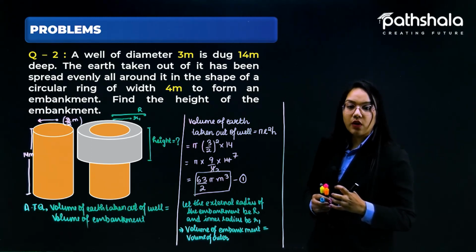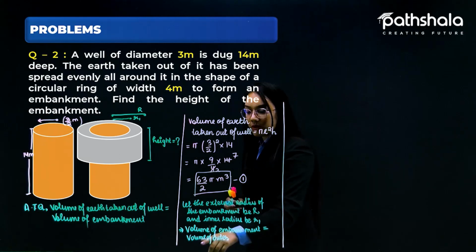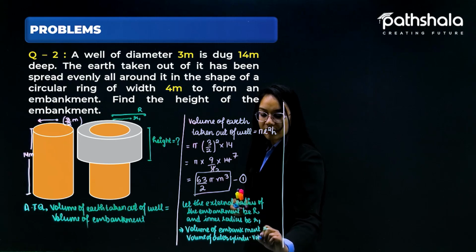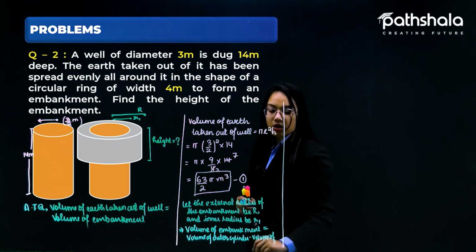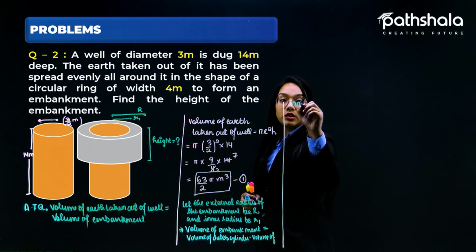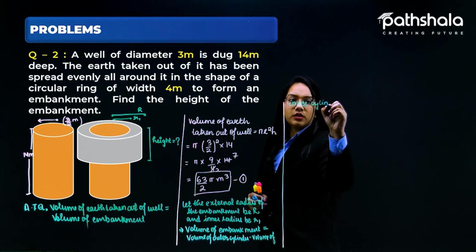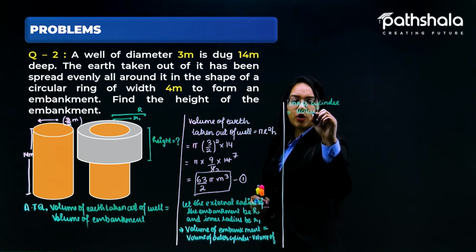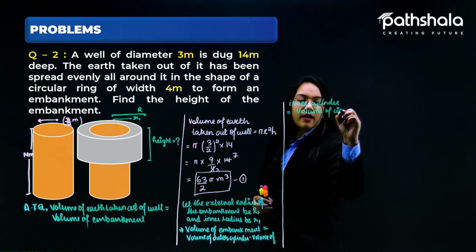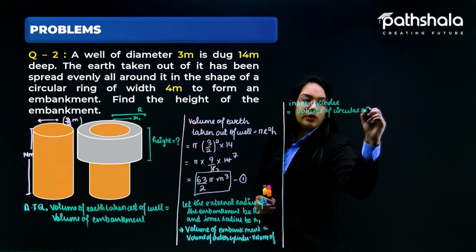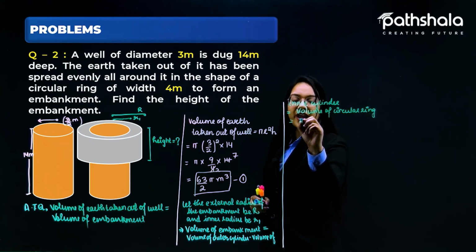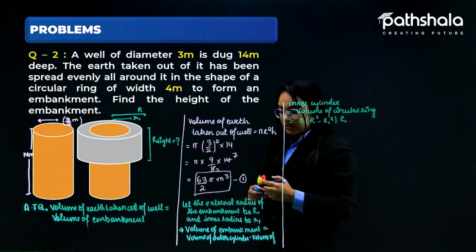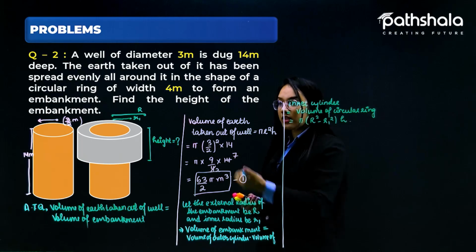So using that particular concept, let's just find out. This would be the volume of the outer cylinder minus the volume of the inner cylinder, or we are just talking about the circular ring, which is equal to the volume of the circular ring that we have. And we know that the volume of the circular ring is nothing but pi of R square minus R1 square into h.